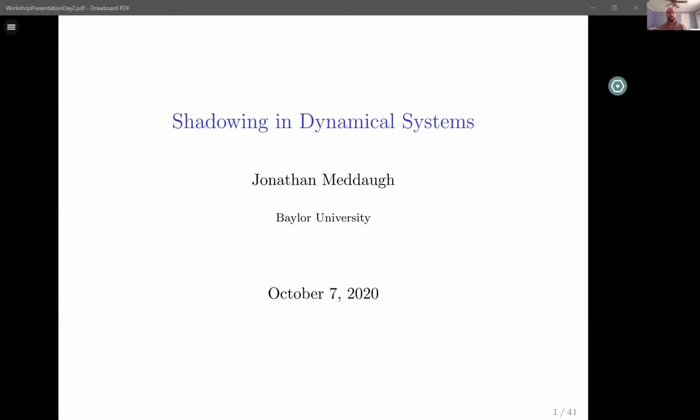All right, so today we're going to continue talking about shadowing and dynamical systems. Today our focus is going to be on a way in which the shadowing property can inform us about other dynamical notions in dynamical systems. There are going to be a few things in this presentation that are a bit of review. We'll go through those pretty quickly.